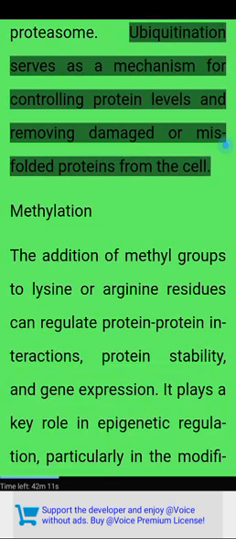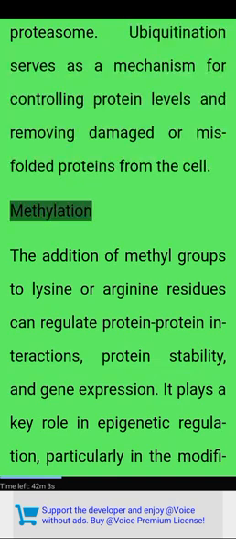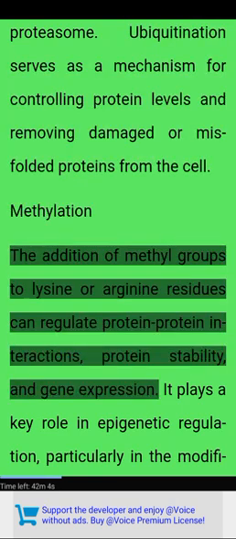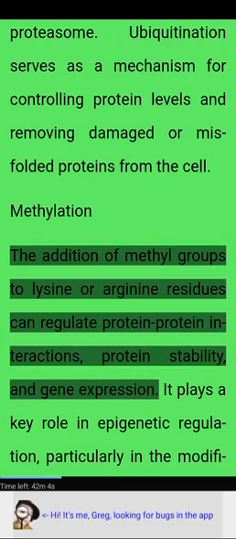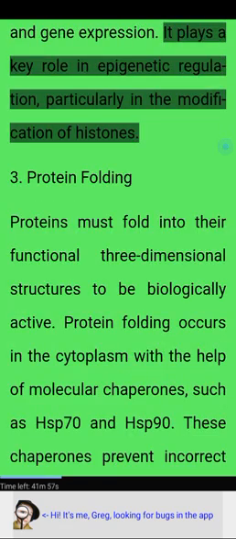Ubiquitination serves as a mechanism for controlling protein levels and removing damaged or misfolded proteins from the cell. Methylation: the addition of methyl groups to lysine or arginine residues can regulate protein-protein interactions, protein stability, and gene expression. It plays a key role in epigenetic regulation, particularly in the modification of histones.